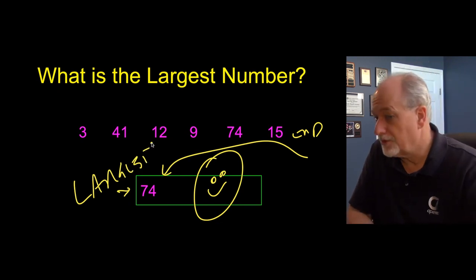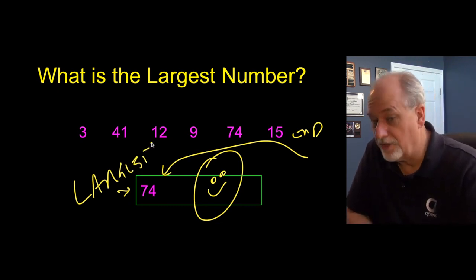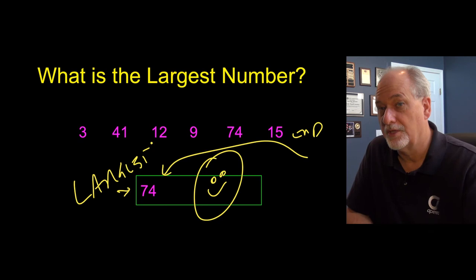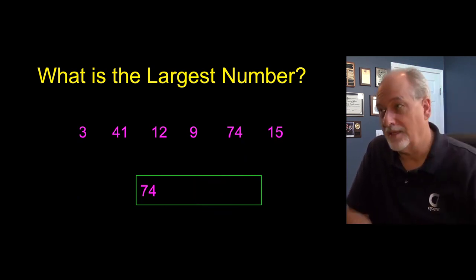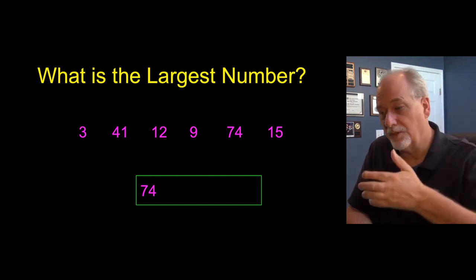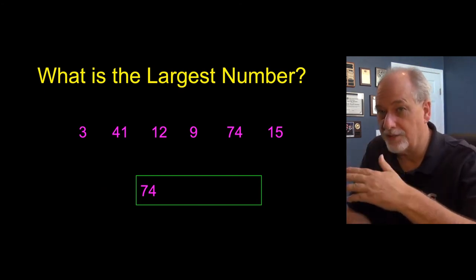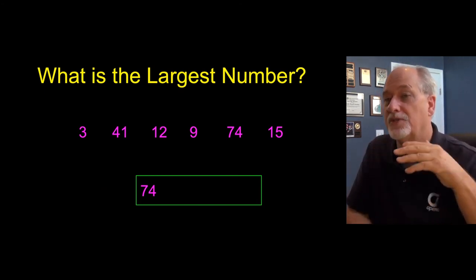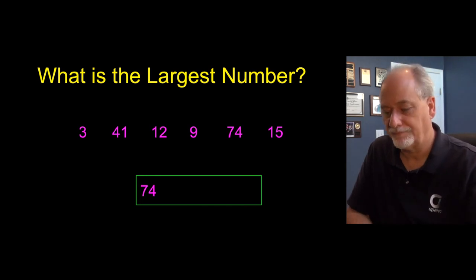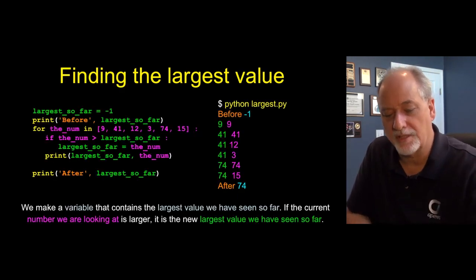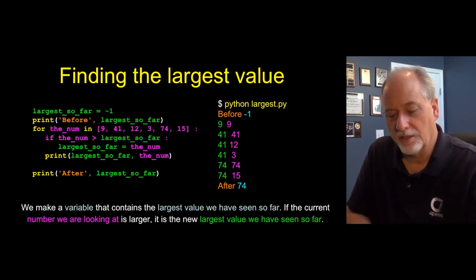So if you look at all the numbers, keeping track of the largest so far, at the end of all the numbers, the largest so far and the largest are the same thing. And so that's how you get this idea that something you're doing during the loop is not really the answer, but by the time the loop is done, you will have the answer. And so here's a bit of code that does this. Use it with our numbers, right? So let's take a look.